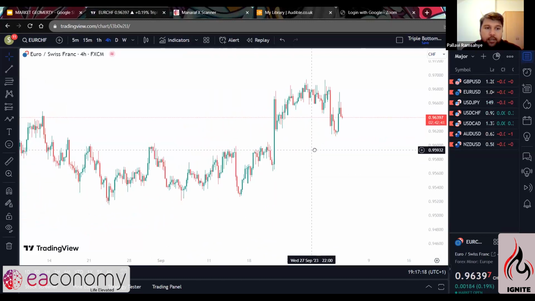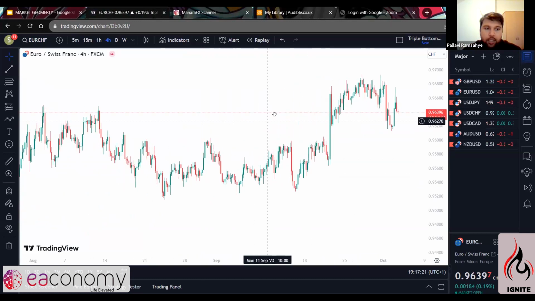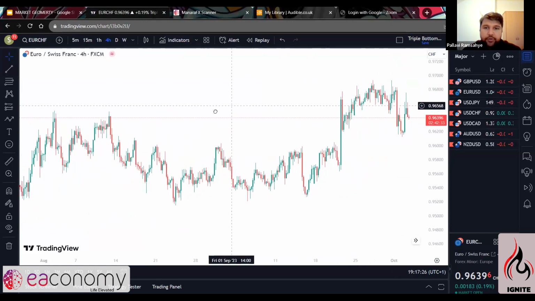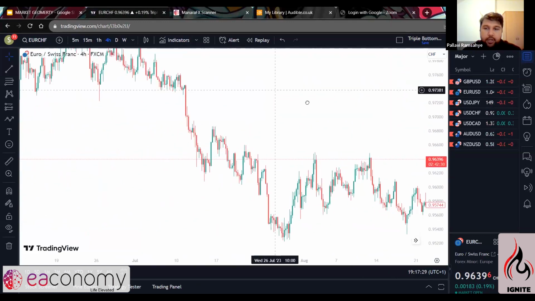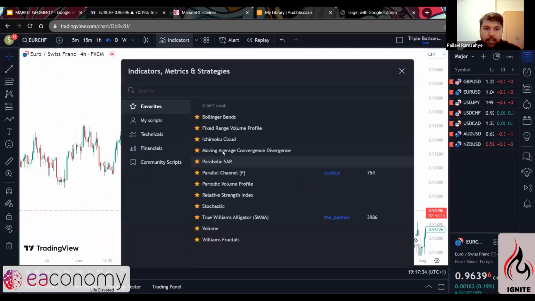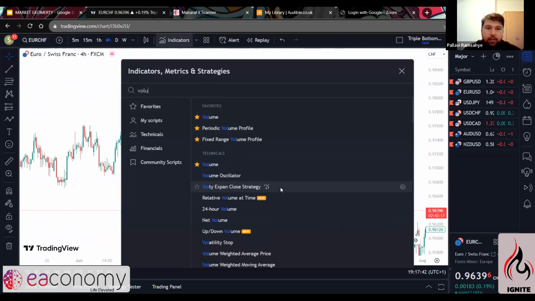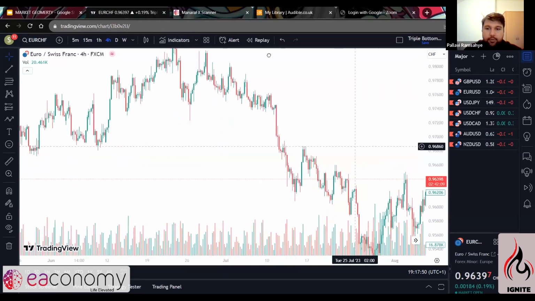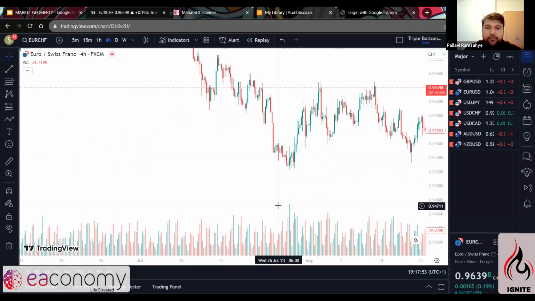So I'm going to quickly look for an example on Euro Swiss franc, so EUR/CHF. So let's have a look. I'm going to put on the volume indicator as well. So I'm using TradingView, and what you can do is come to indicators, type in volume, and then you just click on the volume profile. So you'll see a load of lines pop up here. So like I mentioned, you're looking for the volume to decrease. So you're looking for lower levels of volume.